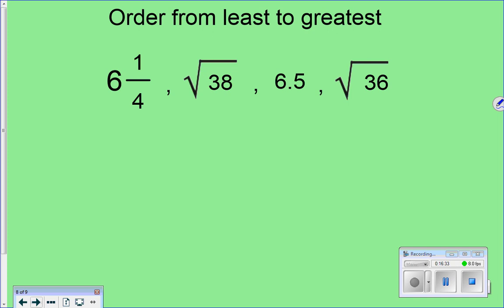All right, everybody done? Okay, what's the smallest one up there? Maddie? Least to greatest. Radical 36? Okay. Then your next one's probably radical 38. And then 6 1/4. And then 6.5. Okay. Any questions? Okay, I have one more thing I need to show you. Always one more. This is the last thing.